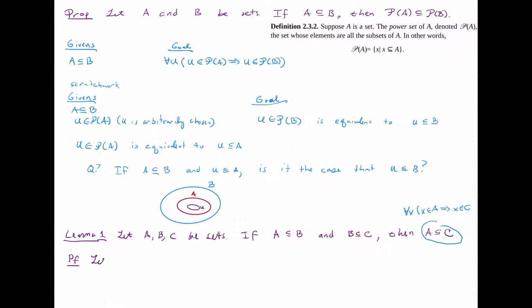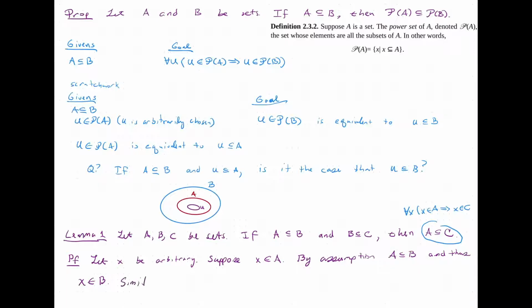So we could start off by saying let x be arbitrary, and suppose that x is in A. Now by assumption, A is a subset of B, and thus x is in B. And so here I'm using the definition of what it means to be a subset. Since A is a subset of B, we have that every element of A is necessarily an element of B.